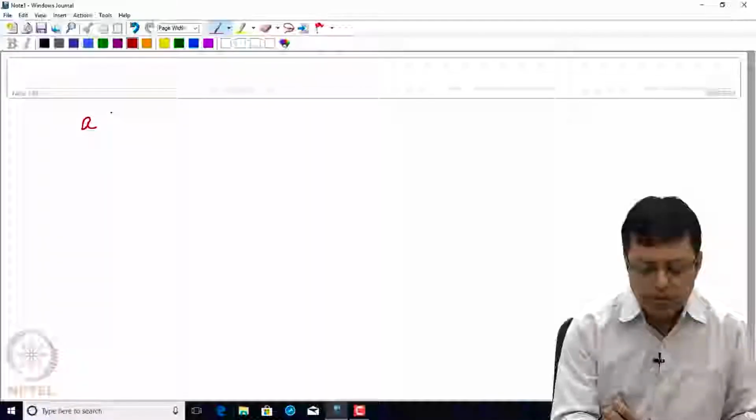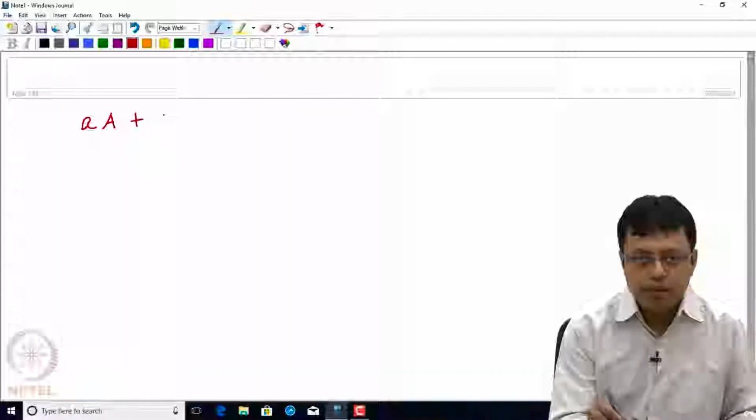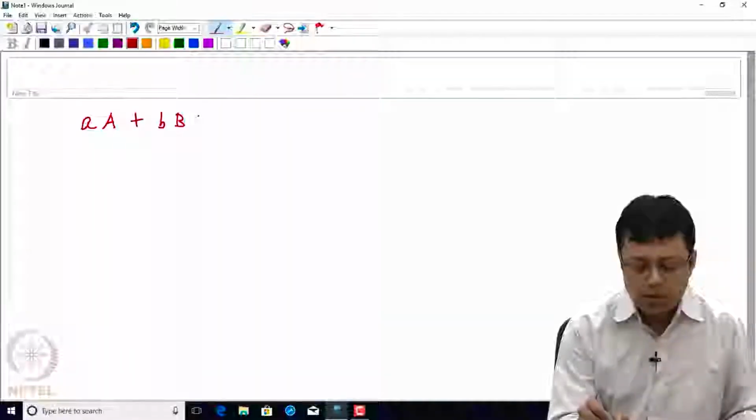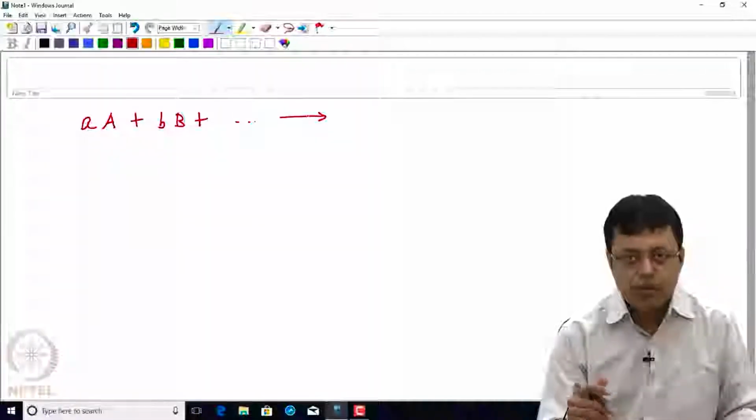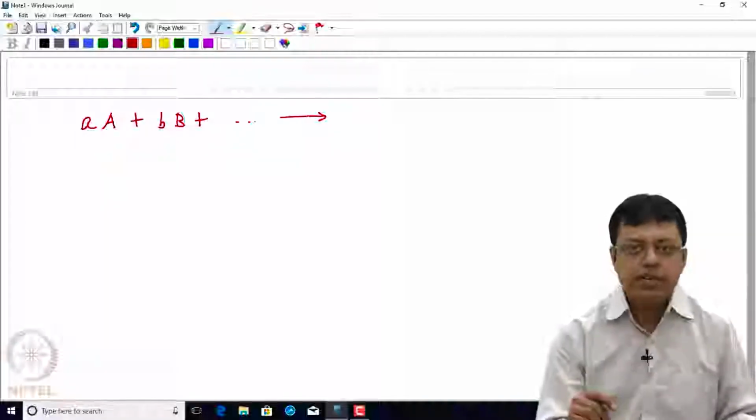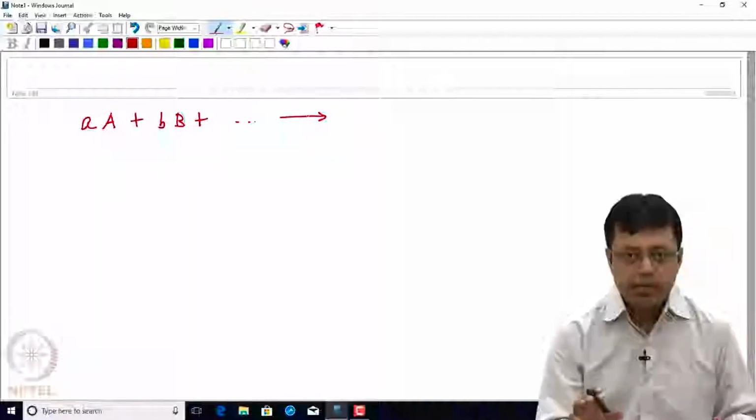So far we have discussed examples of reactions which are actually irreversible in nature. Something like, if you remember the very first example which we took, we wrote it like this. It's irreversible in nature. Now what happens if the reaction is reversible? In principle, all reactions are reversible in nature.